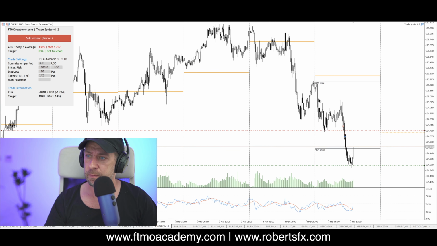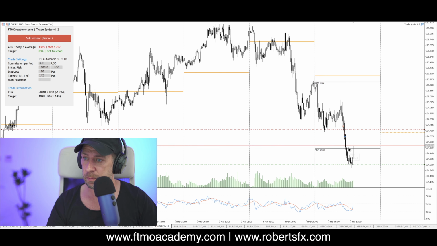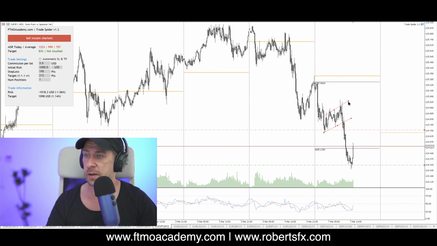CHF JPY, I had this. I know that price moves in impulse, correction, impulse. That's a lot how price moves. You see here also impulse, correction, impulse. And we had this impulse here. We went back. We broke out of this correction here.